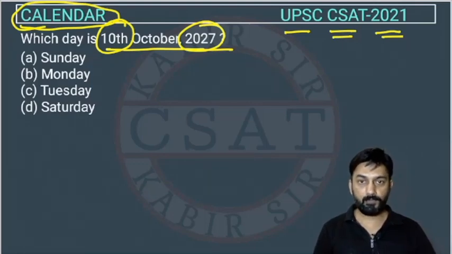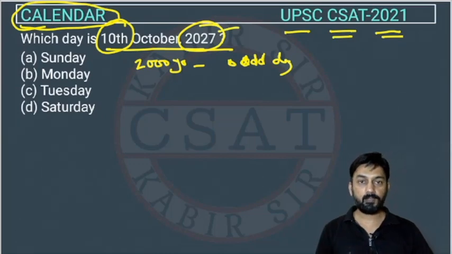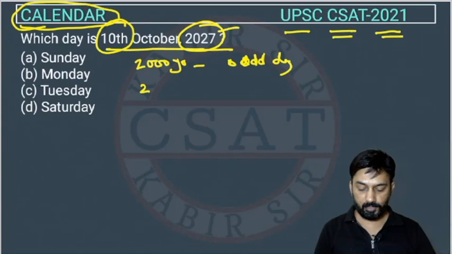If you know the basics, in the year 2000 there will be 0 odd days. Now we have to calculate, because we are talking about the year 2027. So till 26 we will check, and then for 27 we will do it separately.